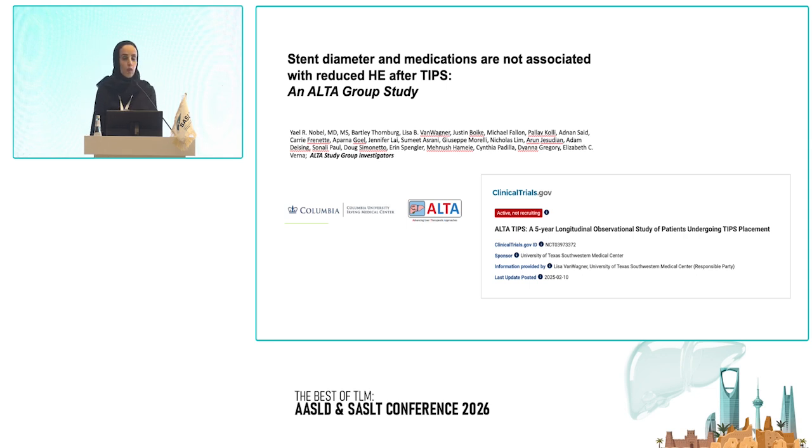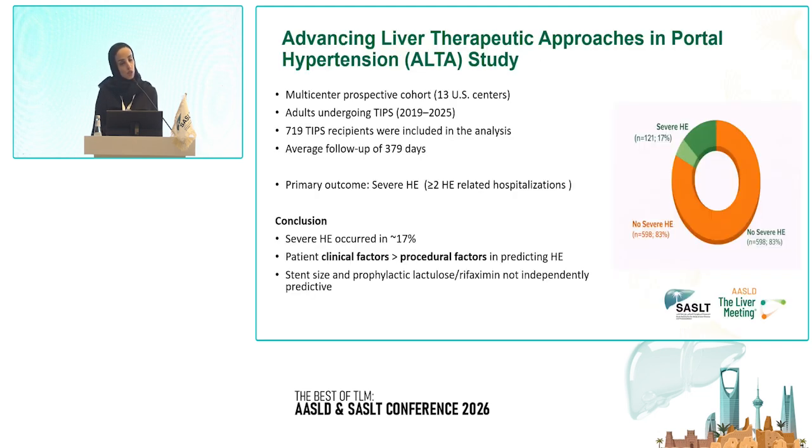Usually we keep talking about the stent diameter or prophylaxis before or after the TIPS procedure to decrease the risk of hepatic encephalopathy or to treat it. This oral presentation was at the latest AASLD meeting, and just to summarize it, the ALTA study was a multi-center prospective cohort study. They enrolled around 719 patients who underwent the TIPS procedure. The average follow-up was around 379 days. The primary outcome was to develop severe hepatic encephalopathy, defined as 2 or more HE-related hospitalizations.